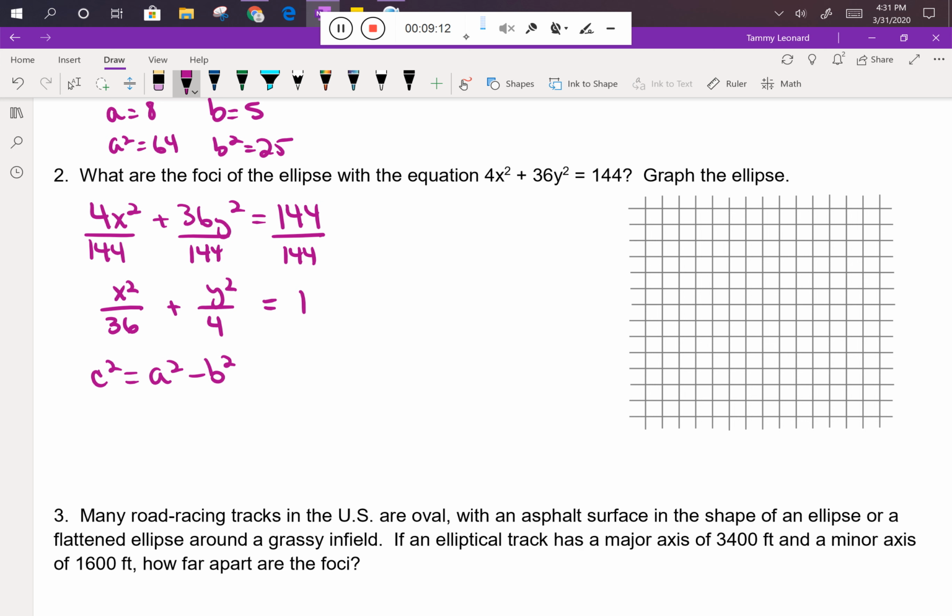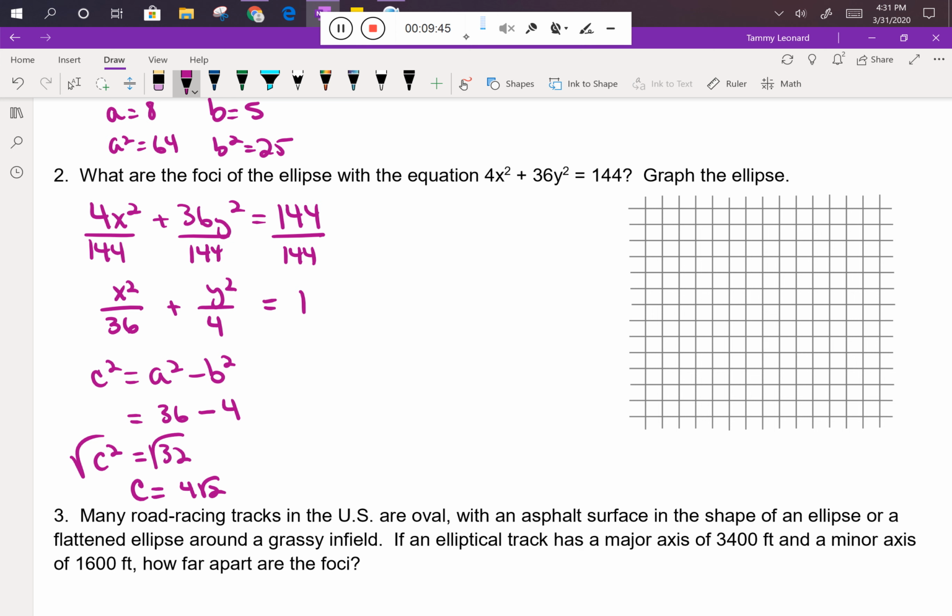So we can see right in the formula that a squared is 36 minus b squared, which is 4. And we can see that that total is 32. So c squared is equal to 32. But c, the focal length, is the square root of that. So we need to take the square root of each side. And the focal length is the square root of 32, or 4 root 2. Of course, this can go both to the right and to the left, but we're simply focused on what that actual length is.